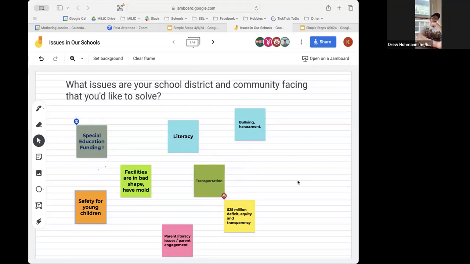I'm gonna highlight a couple of things that we have here. So we mentioned safety for young children, parent literacy issues and parent engagement. Facilities are in bad shape. They're moldy. Special education funding is something we need more of. We need more funding for literacy programs and changes to our literacy programs, right? The way we teach reading. Transportation, as well as bullying and harassment. And Simone, I see you have your hand raised again.